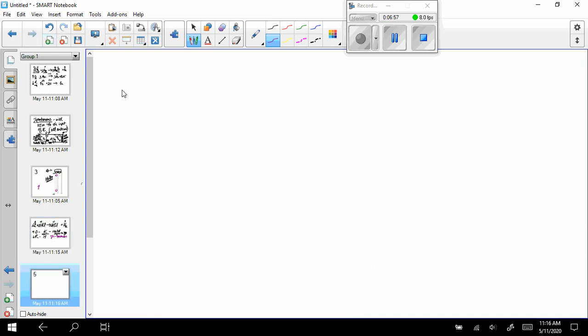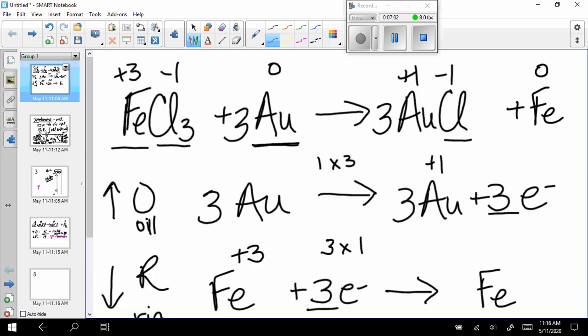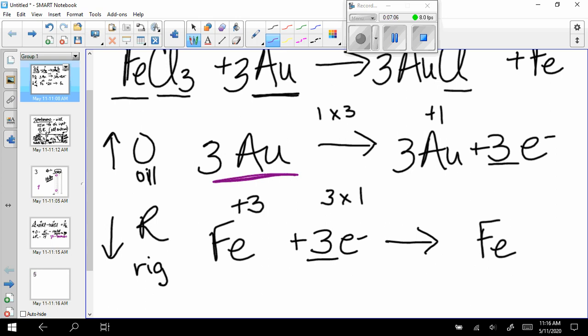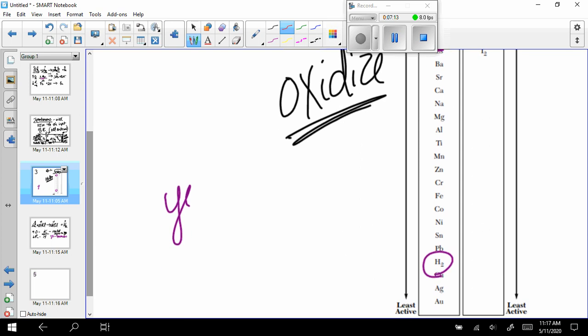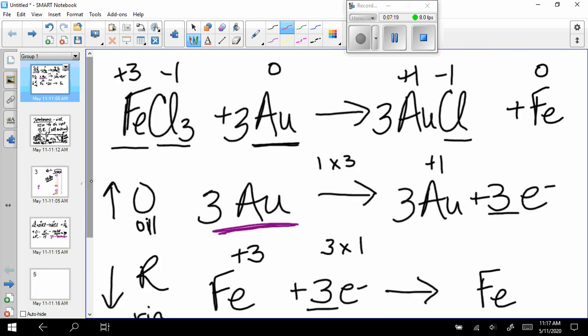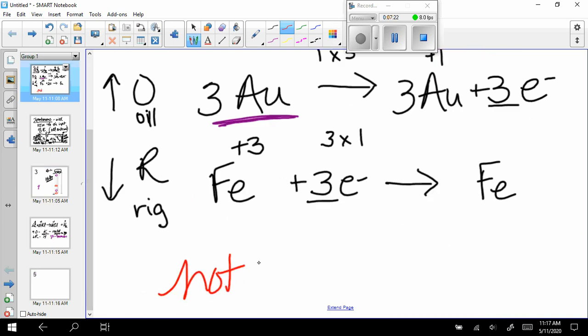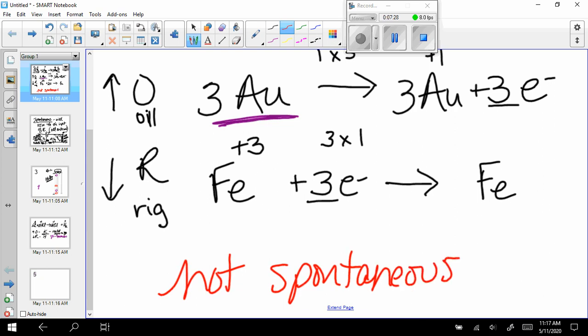Let's do another one. Let's do Fe. Actually, let's go back to the first reaction that we did. Here, for this to be spontaneous, I need Au to be higher than Fe. So let's look over here. Here's Au. Oh, definitely not higher than Fe. So this one that I did first is not spontaneous. It is not likely for gold to oxidize.